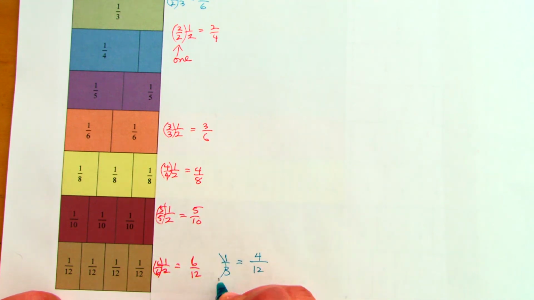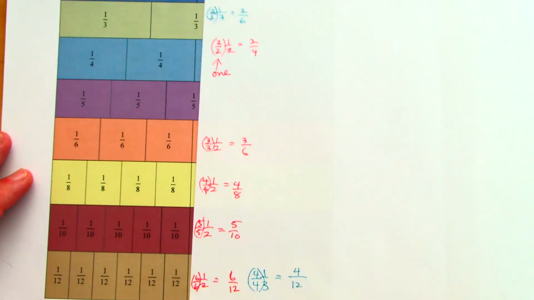And that's because you're multiplying by 4 over 4. 4 times 3 gives you 12. So you can make the fractions have a common denominator, a new denominator, if you can multiply the denominator by a number to give you that new number. So you have to be able to multiply by a natural number, essentially.